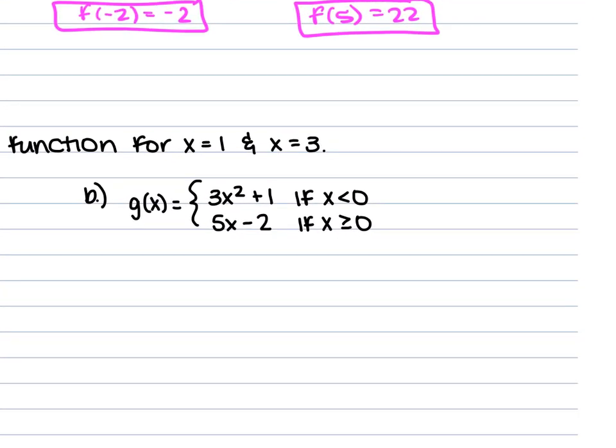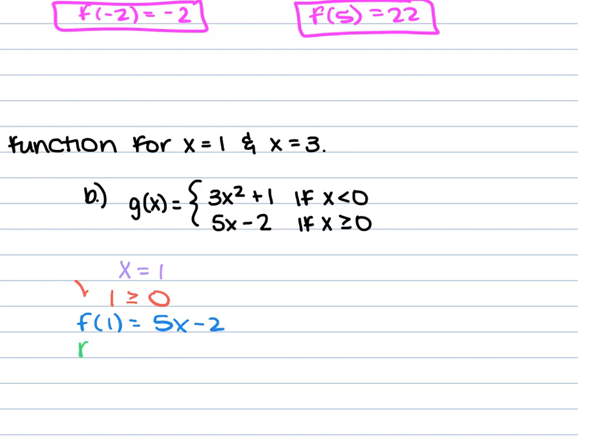For b, we have g of x is equal to 3x squared plus 1 if x is less than 0, and 5x minus 2 if x is greater than or equal to 0. So for x is equal to 1, is 1 less than 0? No. 1 is greater than or equal to 0, though. So we're going to use f of 1 is equal to 5x minus 2.